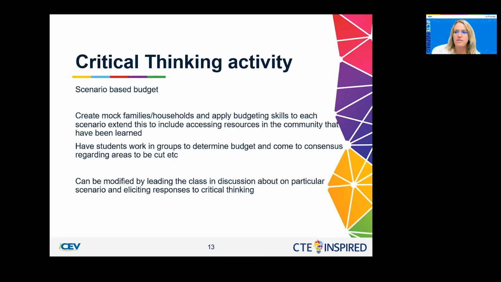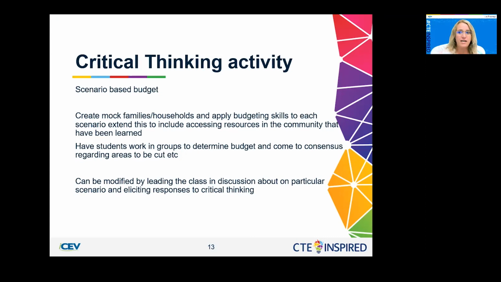And then I have done a critical thinking activity where we create some scenario-based budgets. I create a scenario: here's a family, here's their needs, here's where they need to live, here's what the potential costs are, and then we come together in consensus. What has to be cut? What are the priorities? It helps them think critically about how their money is going to be spent, and how do we make choices around those things that are kind of difficult.